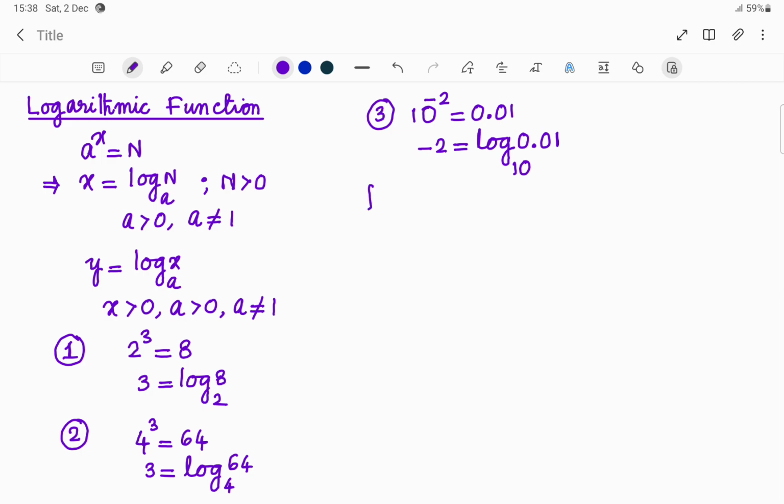Now coming to the logarithmic function, if you write its domain, so the domain is x belongs to 0 to infinity. You can define it only for positive real numbers. And what is the range?